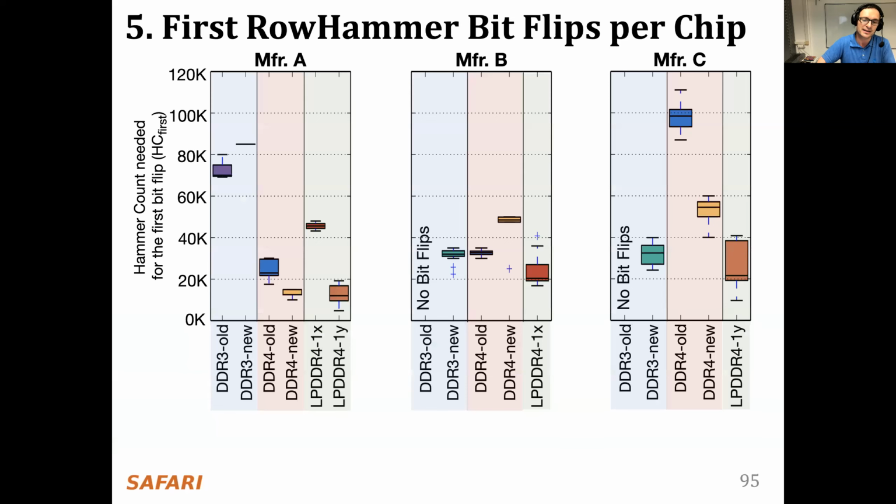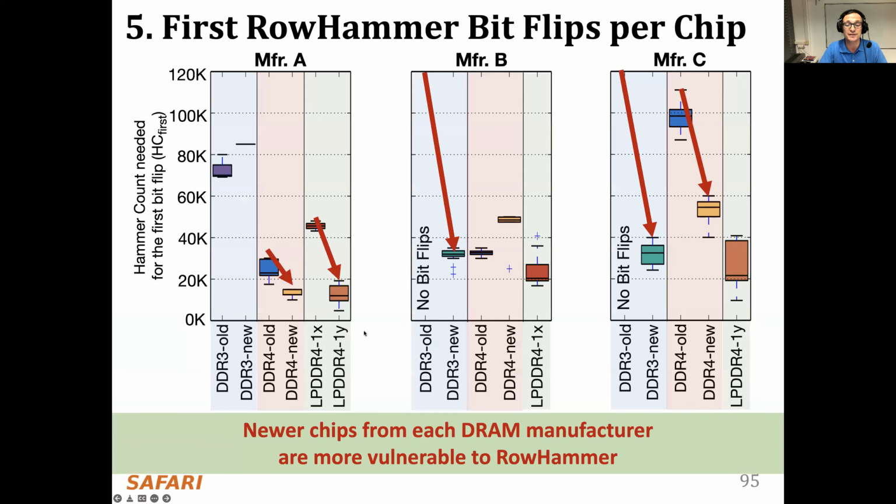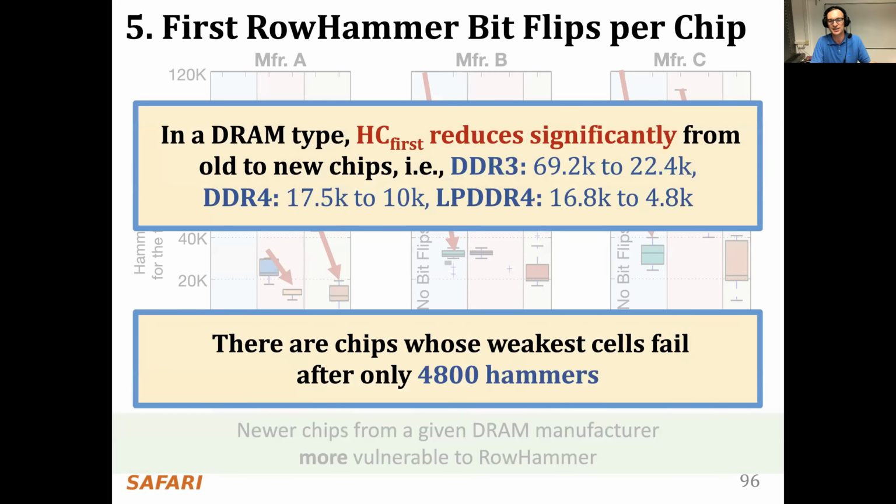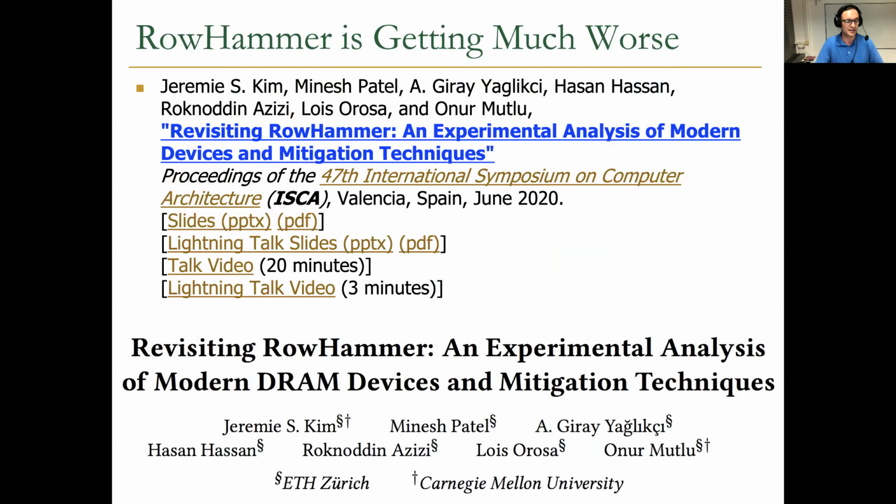This is another graph, again another busy one. But basically, this shows that newer chips from each manufacturer are more vulnerable to RowHammer. On the y-axis, you have the hammer count needed to induce the first bit flip. On the x-axis, you have different technology nodes, and as you go from left to right, you scale to a newer technology node. There are different types of DRAM also. The number of hammers that you need to get to the first flip is reducing across the board, across manufacturers. And these are the exact numbers. I'm not going to talk about these because we don't have time, but you can read them in your slides. So this paper proved that RowHammer at the device level is getting much worse.